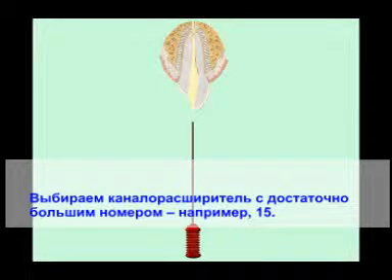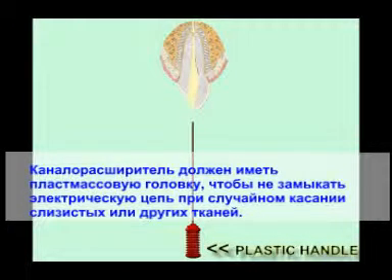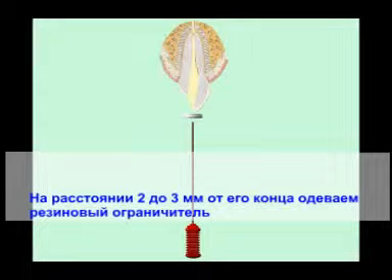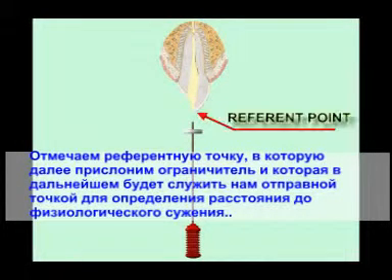Choose a canal widener of a big size, number 15 for example. Canal widener has to be with a plastic handle in order not to cause a short circuit if accidental touching of mucous membrane and other tissues occurs. Put a rubber stop on the canal widener 2-3 mm from its top. Mark a point where we will set the rubber stop and which will be further used as a starting point to determine the distance to the physiological narrowness, foramen physiologicum.